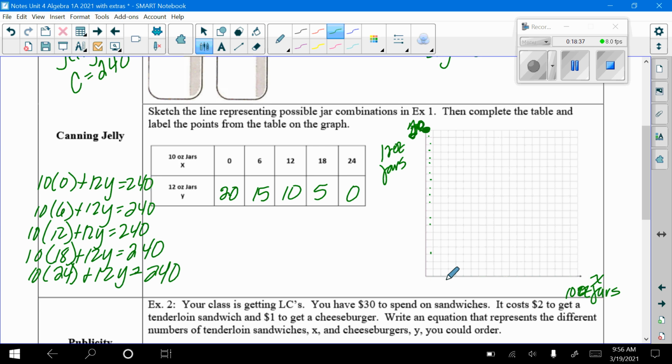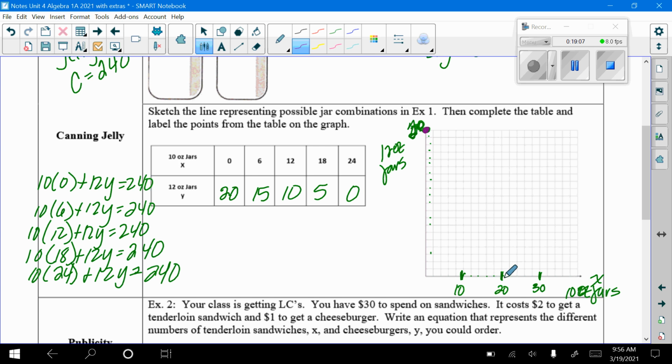Now here, this doesn't go all the way to 24. I think it only goes to 20. So we might have to go 1, 2, 3, 4, 5. Make that 10. 1, 2, 3, 4, 5. Make that 20. 1, 2, 3, 4, 5. Make that 30. Is that right? 2, 4, 6, 8, 10. Yeah. So this one would be my y-intercept. That's this part. 24, 0.